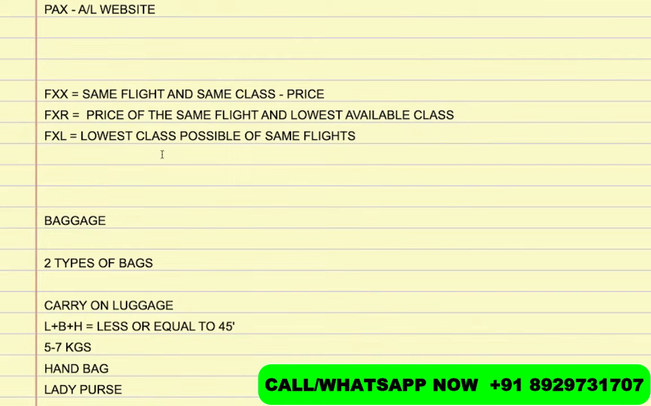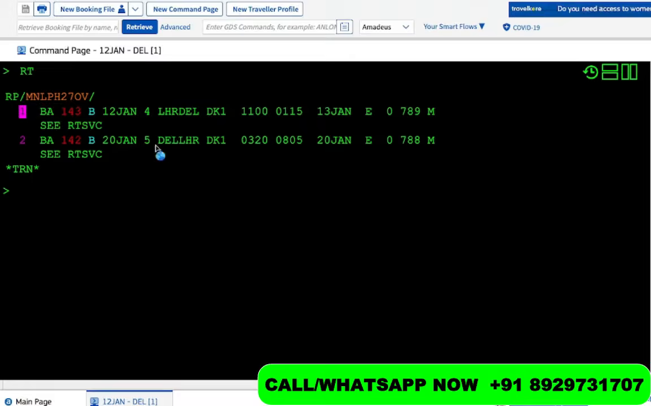So this is FXL. Now till now we have just seen the prices. We haven't booked them. Now we need to save the price also. To save the price, we use this command FXP. FXP is to save the TST. TST is the image of the fare.